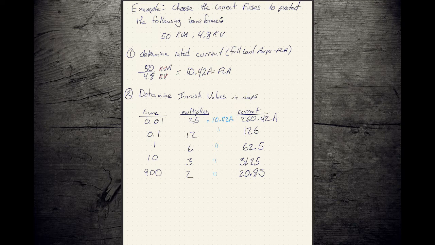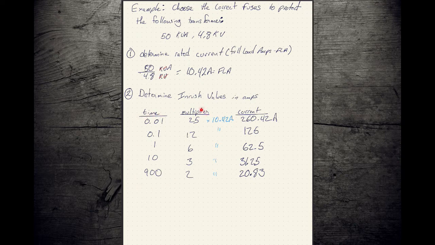So if we are flowing 50 kVA, we're going to get 10.42 amps if our transformer's fed at exactly its rated voltage of 4.8 kV. And from there we can determine our inrush values. Inrush values have been determined empirically, and so it is this table. And part of this table is always going to be the same.